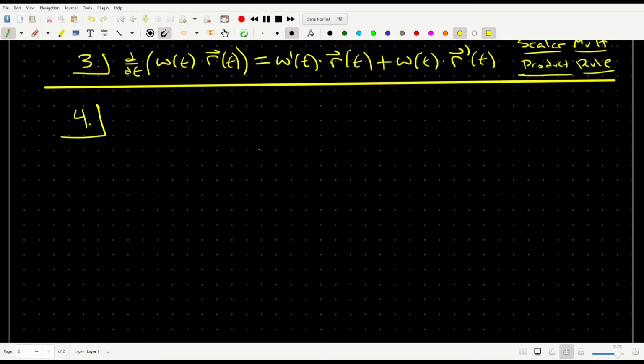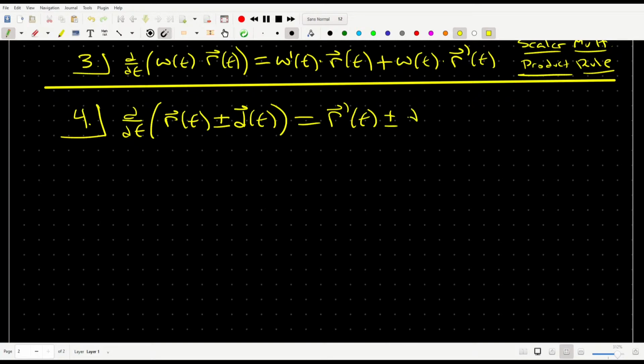Next one is going to be the sum difference rule. So if you have the derivative of r of t plus or minus d of t, this is going to be equal to r prime of t plus or minus d prime of t.